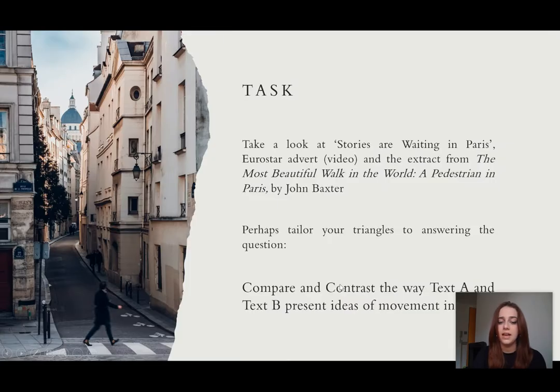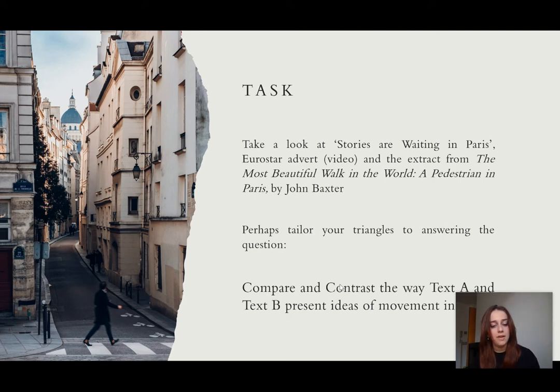Take a few minutes to look at Stories Are Waiting in Paris, which is text 1 in my anthology, and text 4, The Most Beautiful Walk in the World. Use the two triangle techniques to draw out some examples of technique and effects. If you want to make your triangles more specific to a question, try thinking about this one that I made up. Compare how text A and text B present ideas of movement in Paris. And you can pause the video now.